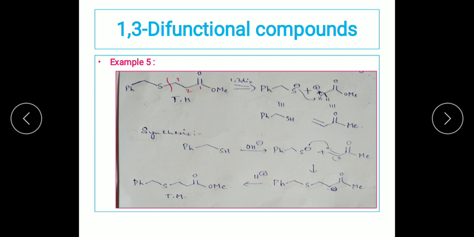Only in 1,3 disconnection is there a Michael reaction. So this is another differentiation between all the other disconnections that we have studied so far.